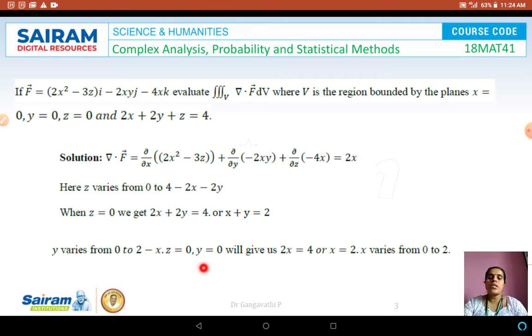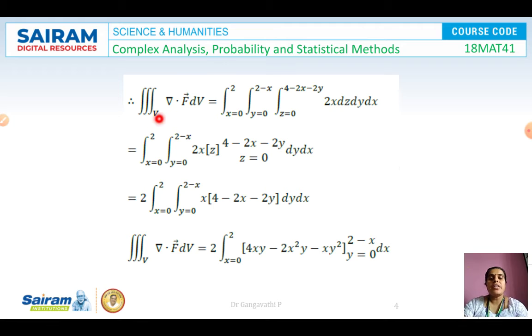Now put z equal to 0 and y equal to 0 in this equation. We get 2x equal to 4, which implies x equal to 2. And x equal to 0 has already been given in the problem. So x limits are from 0 to 2. This is how we have to find the limits for x, y, z. Therefore the triple integral over V of del dot vector f can be written as follows: the constant limits must be written at the outermost, then the variable whose limits are a function of a single variable in the middle, and the variable whose limits involve more than one variable at the innermost.